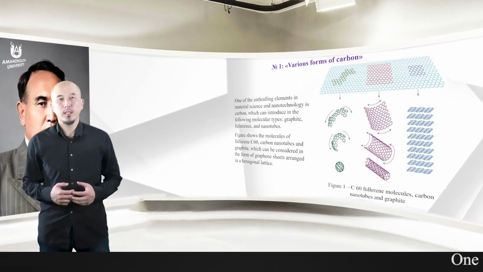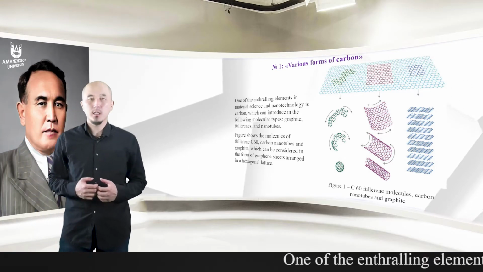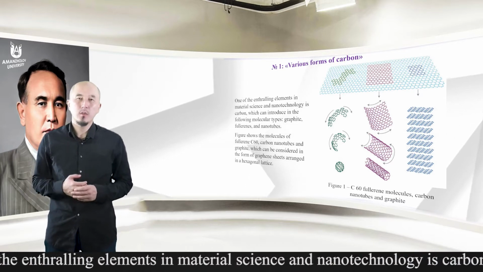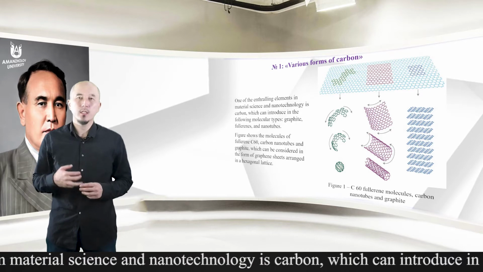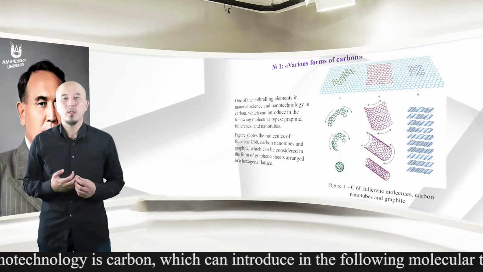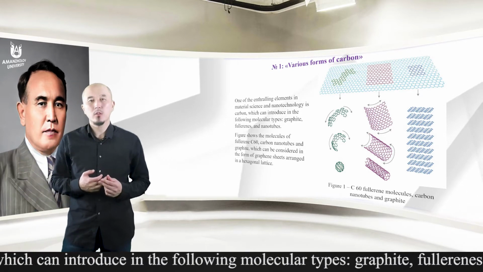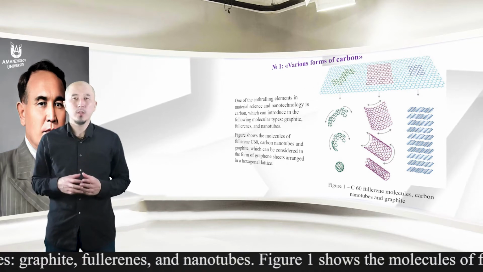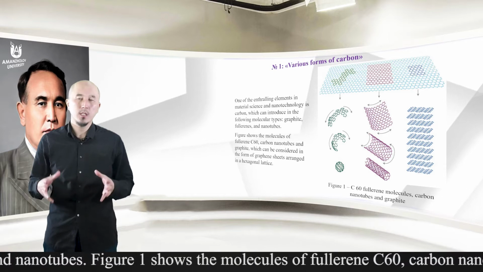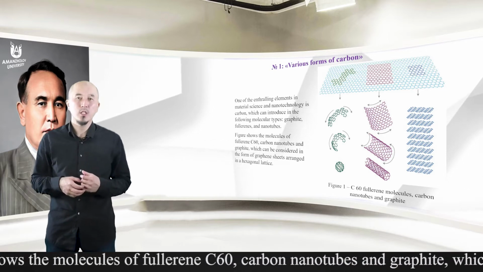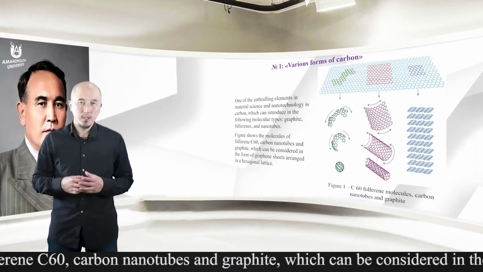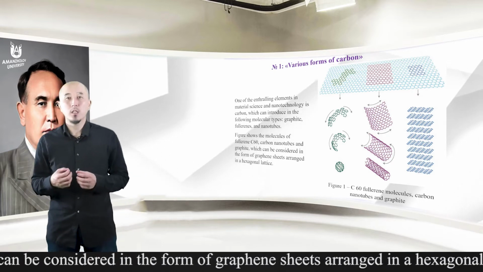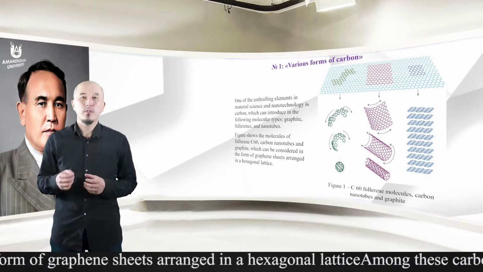One of the interesting elements in material science and nanotechnology is carbon, which can be introduced in the following molecular types: graphite, fullerenes, and nanotubes. Figure 1 shows the molecules of fullerenes, C60 carbon nanotubes, and graphite, which can be considered in the form of graphene sheets arranged in a hexagonal lattice. Figure 1. C60 fullerene molecules, carbon nanotubes, and graphite.